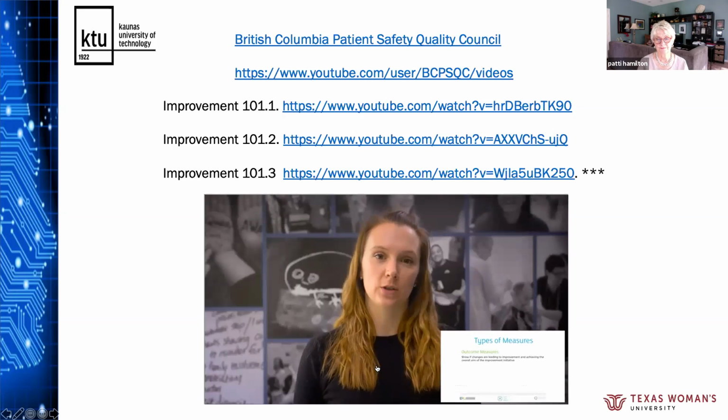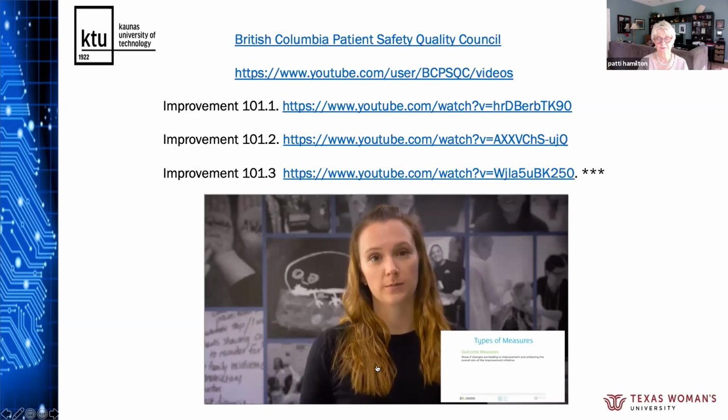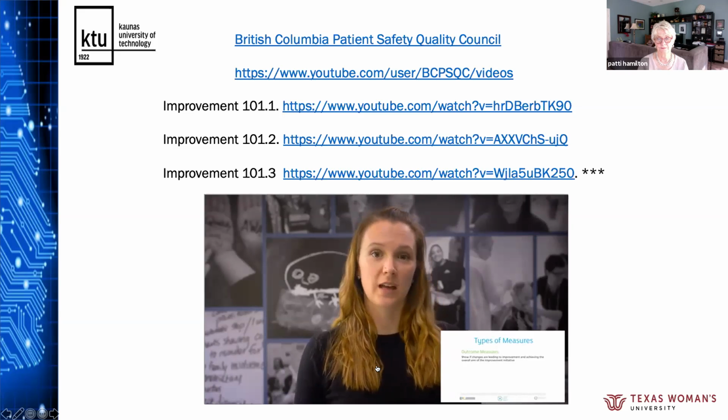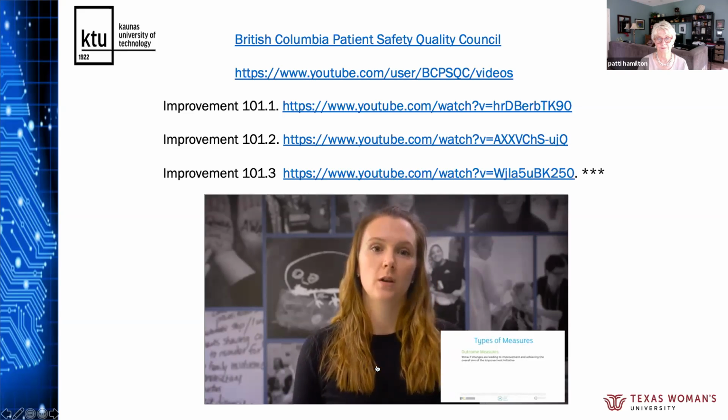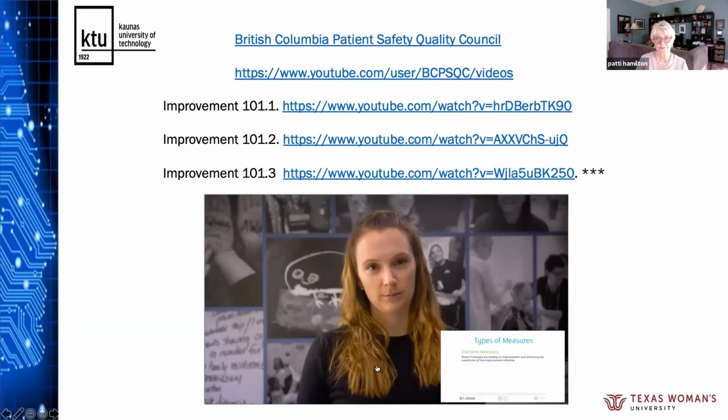Improvement teams find it useful to use several measures to get insight from a variety of perspectives. Improvement initiatives often have three types of measures. Outcome measures help the team understand if goals are being reached. For example, are emergency wait times getting better? How is our patient satisfaction improving?